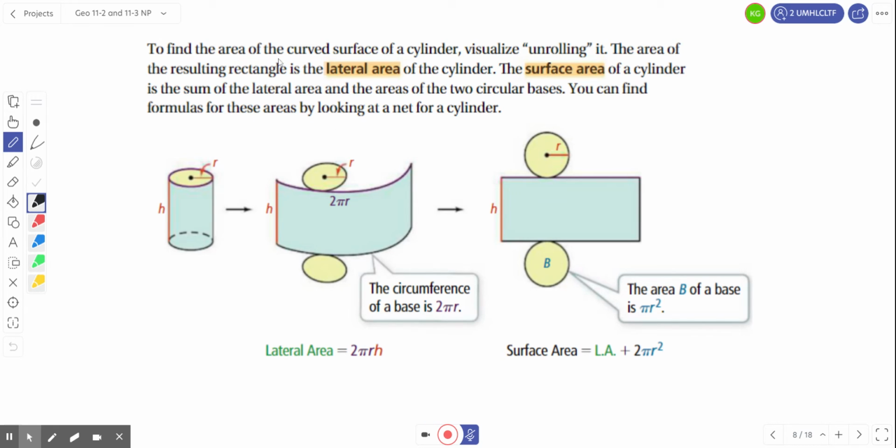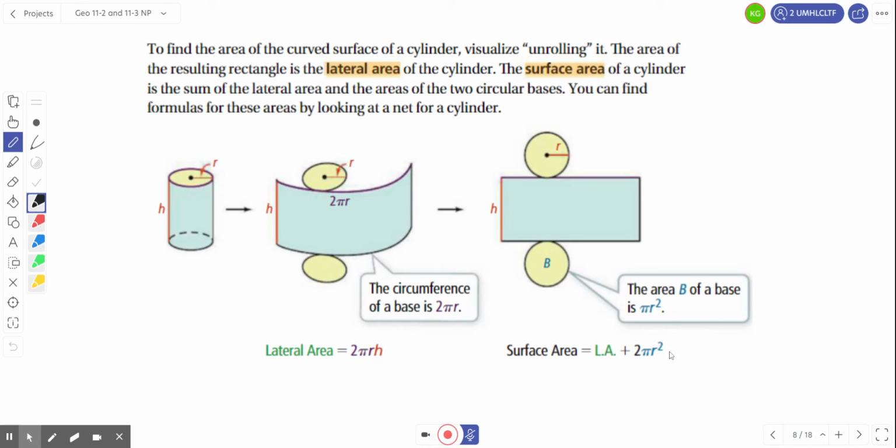To find the area of the curved surface of a cylinder, visualize unrolling it. So really what you have here, if you turn this into a shape net, you start with a cylinder. If you unroll that middle section, it's just a big rectangle. And you can see that the purple length here is the circumference. The purple circumference is one of the sides of the rectangle. The circumference of a base is 2 pi r, which gives you the lateral area, which is 2 pi r times the height. That's just the middle rectangle.